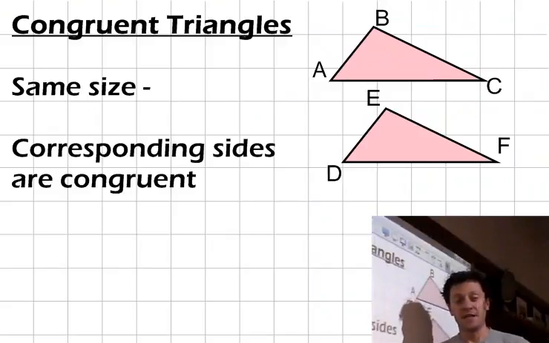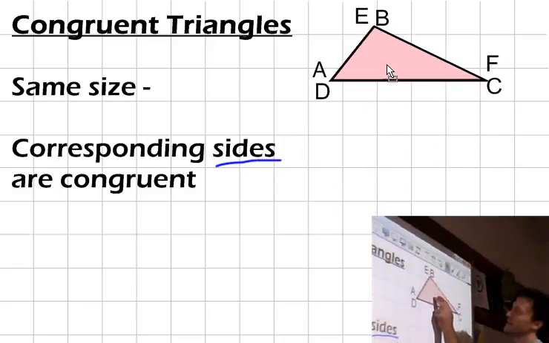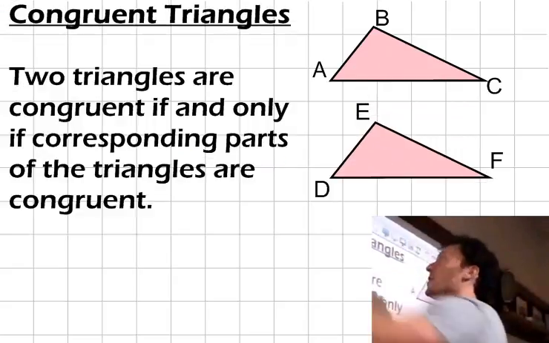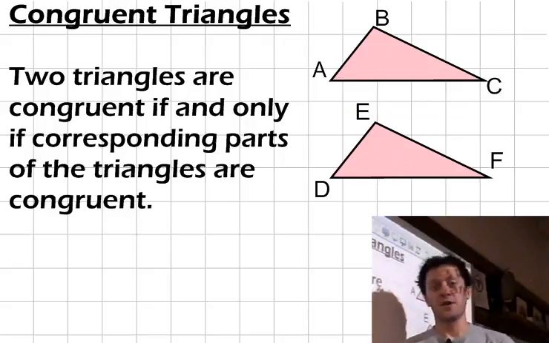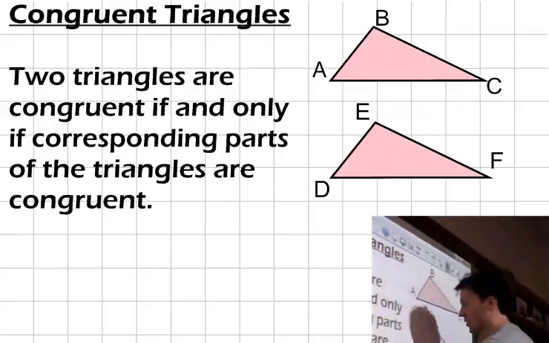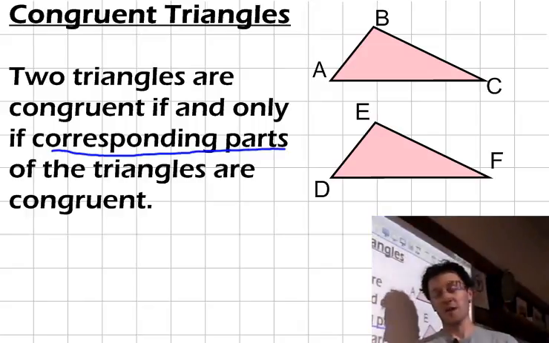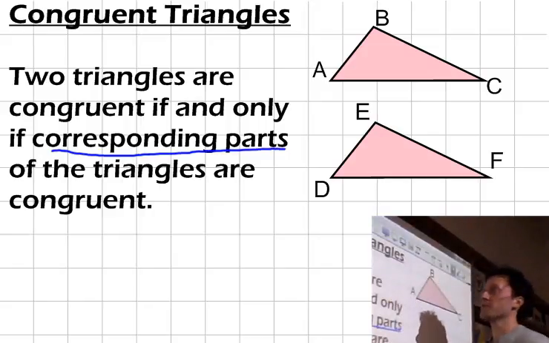And if they're the same size, that means the corresponding sides are congruent. Okay, so now if you line these sides up, they're all congruent. So to put this all together, two triangles are congruent if and only if corresponding parts of the triangles are congruent. Okay, so when you say corresponding parts, you're talking about a lot of things. You're talking about all the corresponding angles, and you're talking about all the corresponding sides. So if they're congruent, you've got congruent triangles.